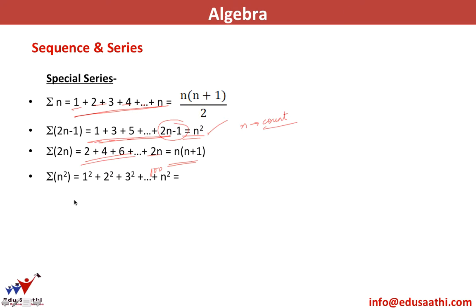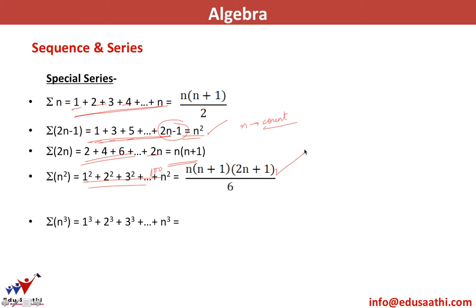The next thing that you need to look at is the sum of squares of first n natural numbers: 1 square, 2 square, 3 square and so on. This sum would be actually equal to n into n plus 1 into 2n plus 1 by 6. This is the formula that you need to remember.